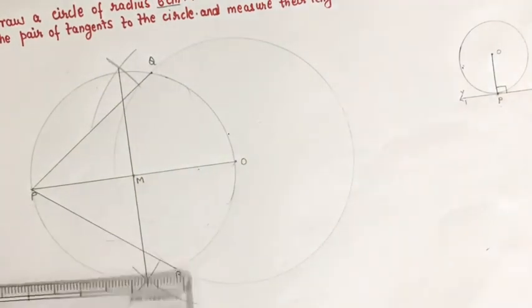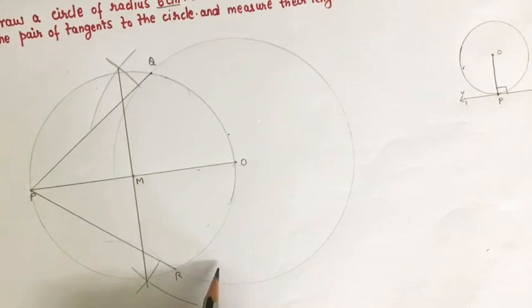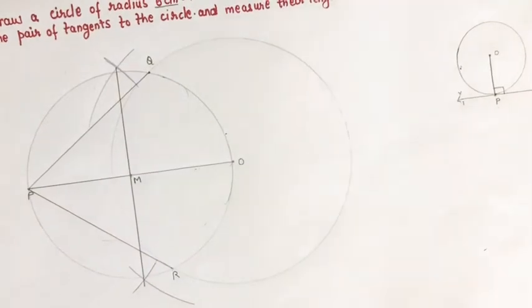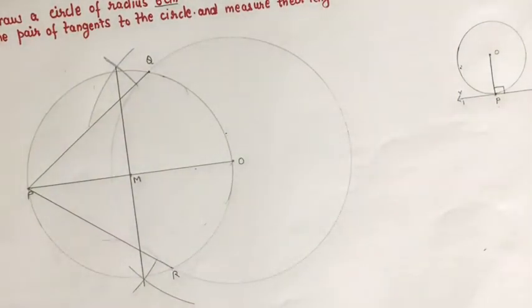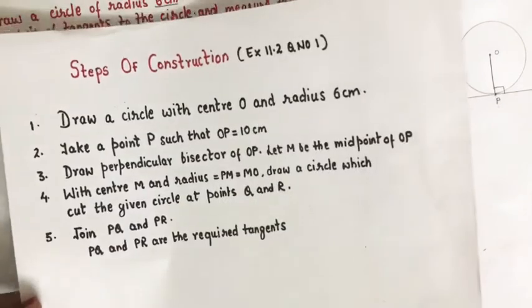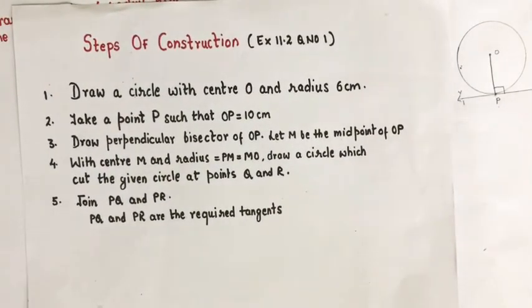Now this will give you PQ and PR, the required tangents. So once again, quickly I will tell you what we have done, and simultaneously we will see the steps of construction so that you can write them down. Every time you have to write the steps of construction. So I am keeping it in front of you. You can take a screenshot or photo, whatever it is.